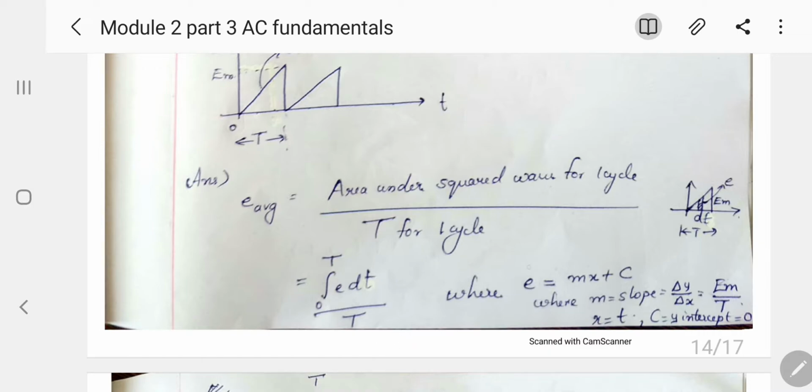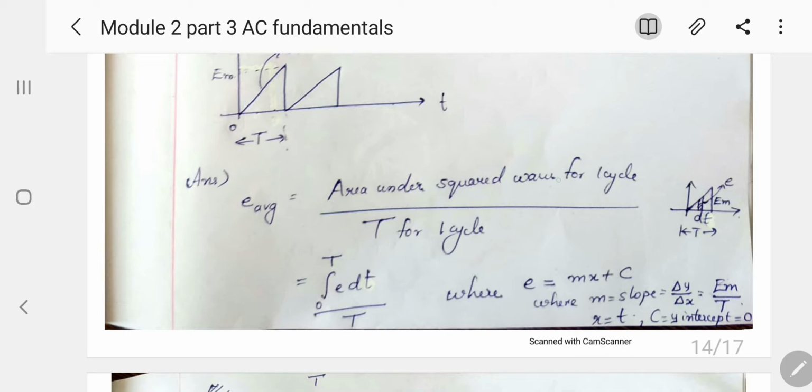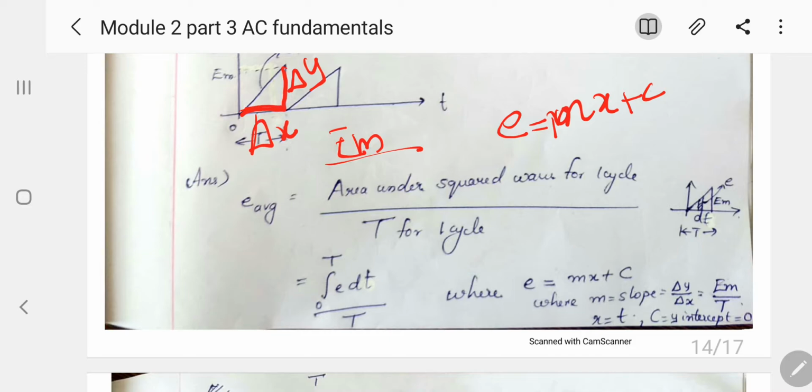So what you have to do is write the equation for small letter e. It is a straight line. The equation for a straight line we have studied as y is equal to mx plus c. The same equation we are going to use here, where m is the slope of this line. What is the slope? Delta y by delta x. What is delta y? Em. What is delta x here? T. So our m value becomes Em by T.